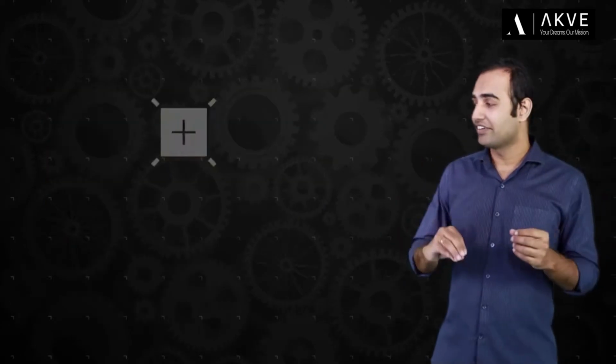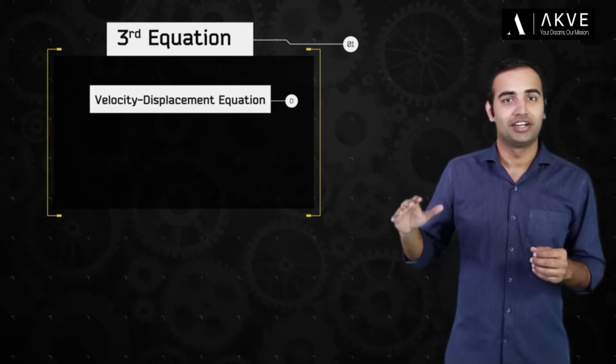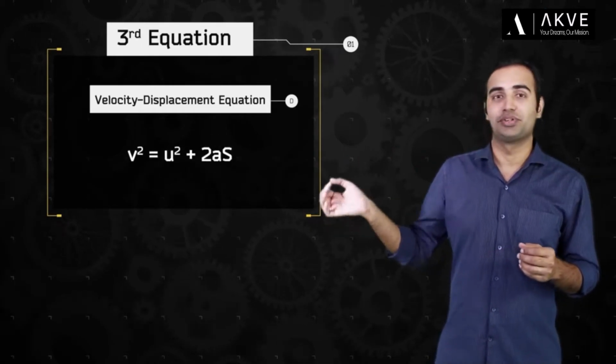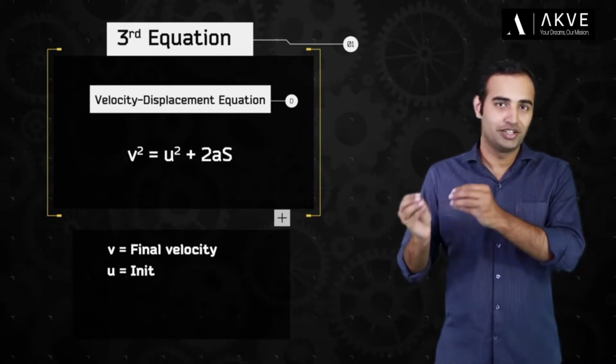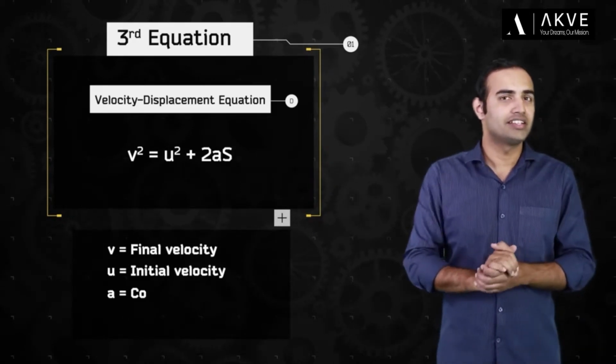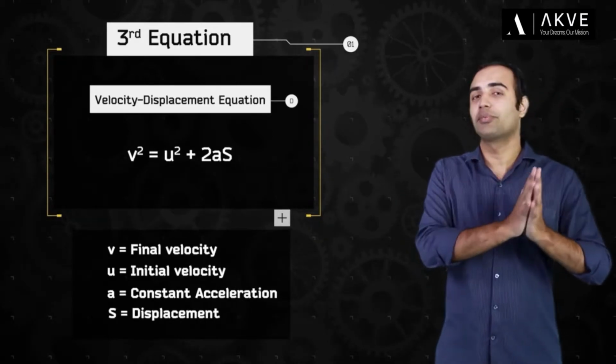And finally, we have the third equation, which is also called the velocity displacement equation. Now this is nothing but v square is equal to u square plus 2as, where v is the final velocity, u is the initial velocity, a is the constant acceleration, and s is the displacement of the object.